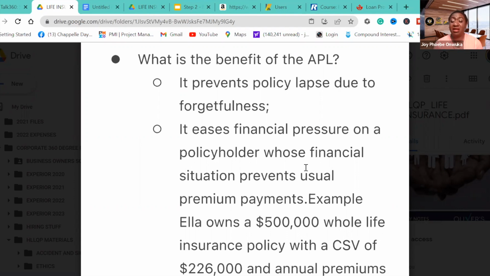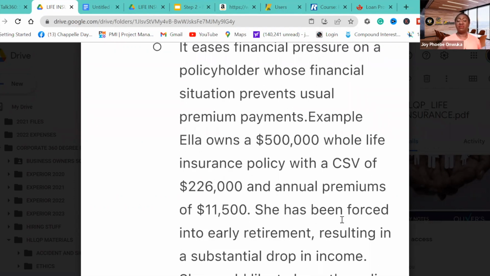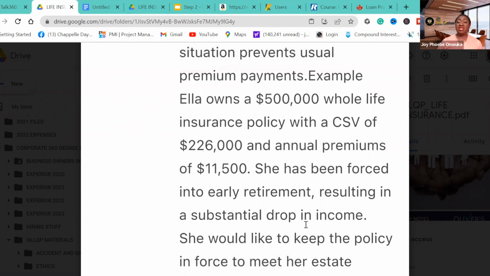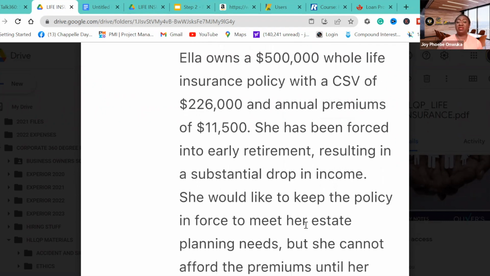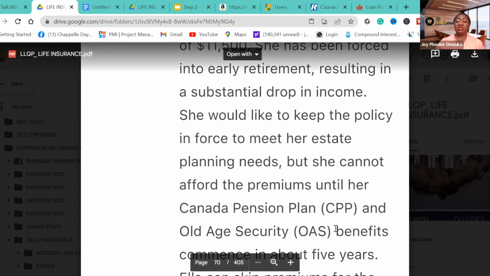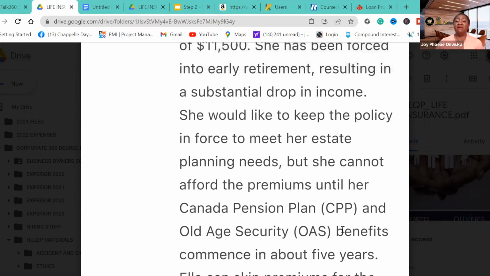For example, Ella owned a 500,000 whole life insurance policy with a cash surrender value of 226,000 and annual premium of 11,500. She has been forced into early retirement, resulting in a substantial drop in income, and she would like to keep the policy in force to meet her estate planning needs. But she cannot afford the premium until her Canada Pension Plan, CPP, and old age security benefits.